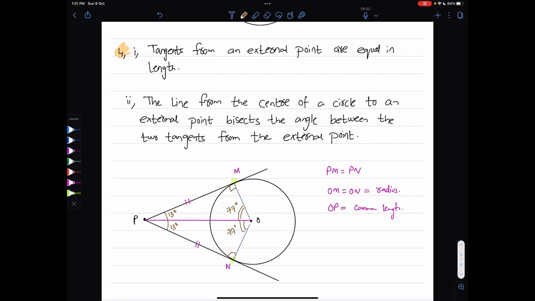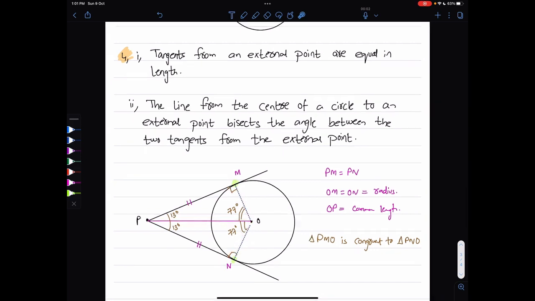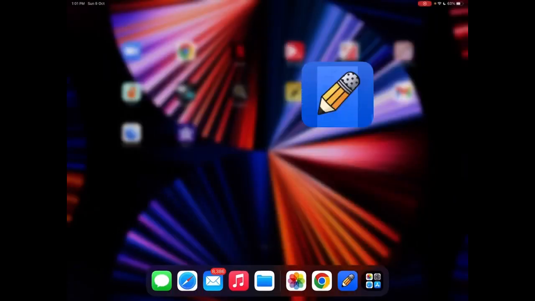Also you can notice that triangle PMO will be congruent to triangle PNO, because we have a right angle over here, this side and this side are equal in length, and this is a common length. So as per the RHS property, the two triangles are going to be congruent to each other. That was your property number 3 and 4.